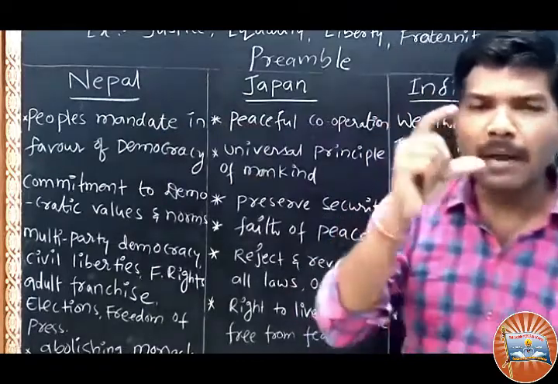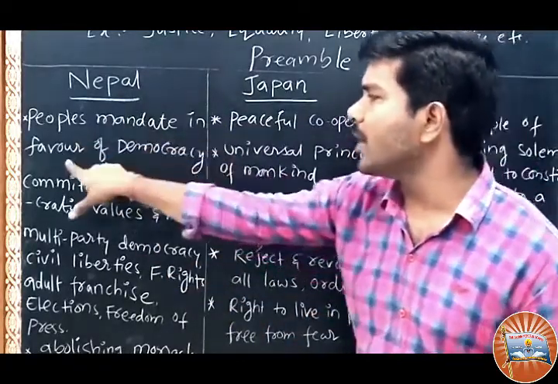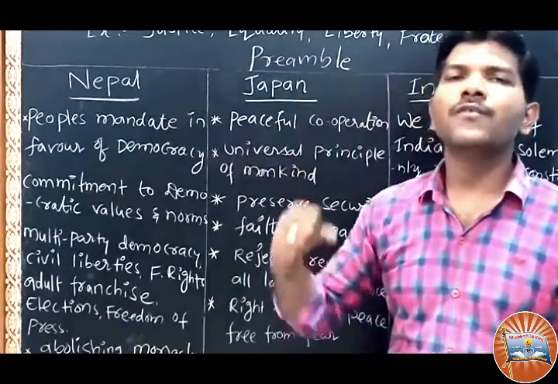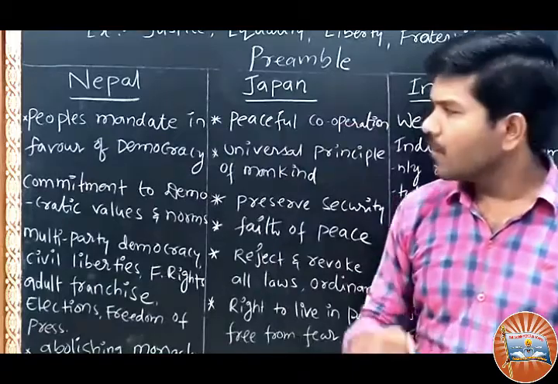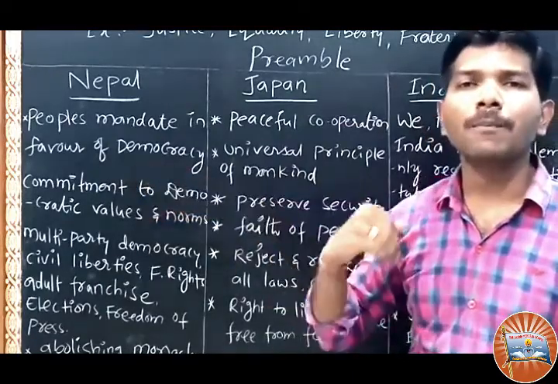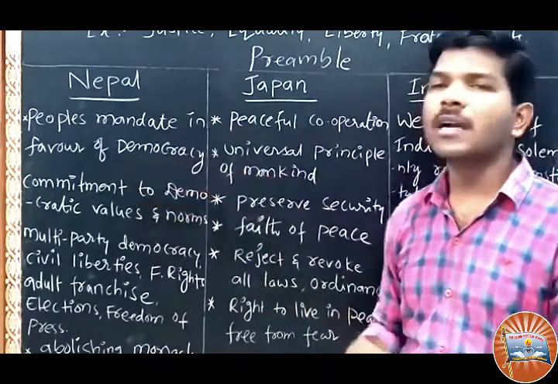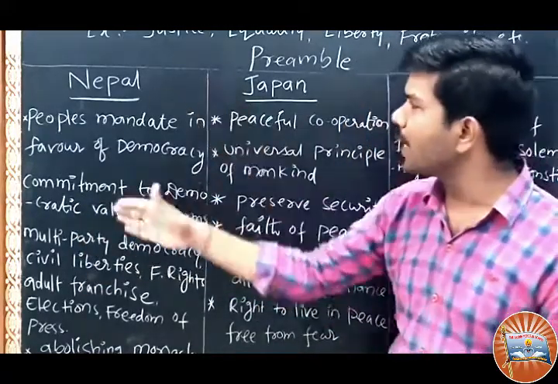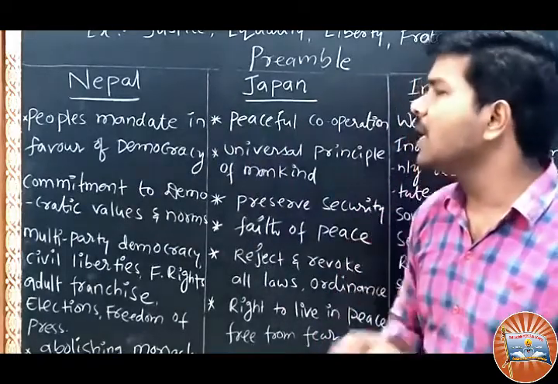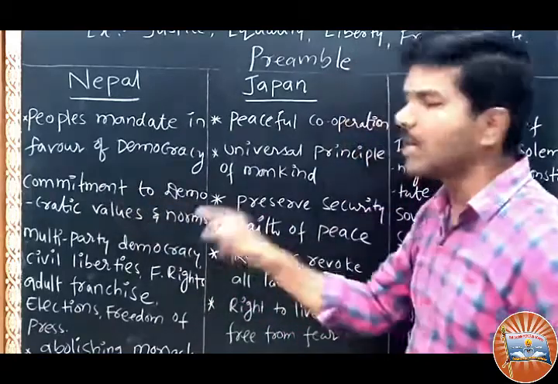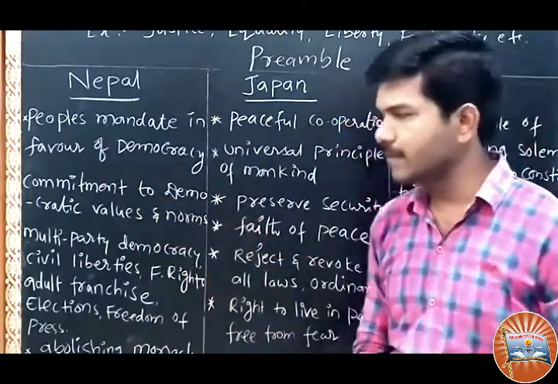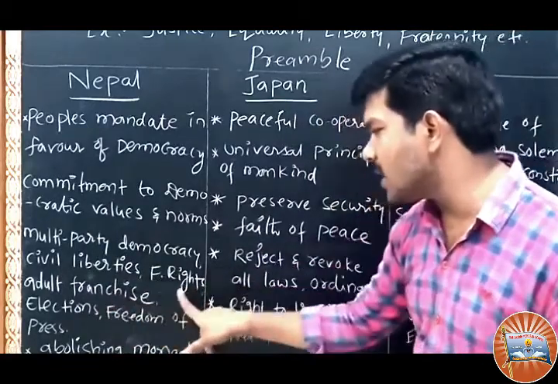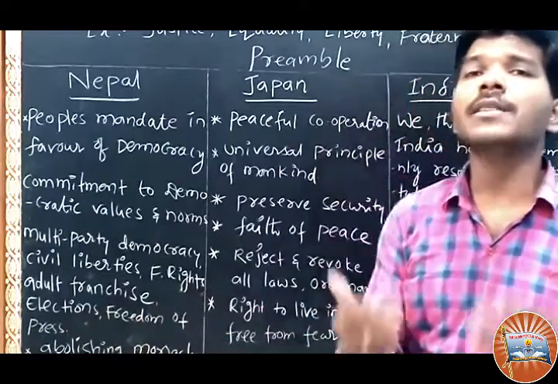Nepal preamble. In the Nepal preamble, they mention the people's mandate in favor of democracy. That means they gave importance to democracy; all the people in Nepal favored democracy. Second, commitment to democratic values and norms. The Nepal people are committed to democratic values and norms. And again, multi-party democracy, civil liberties like fundamental rights, adult franchise, elections, freedom of press. All these they adopted.